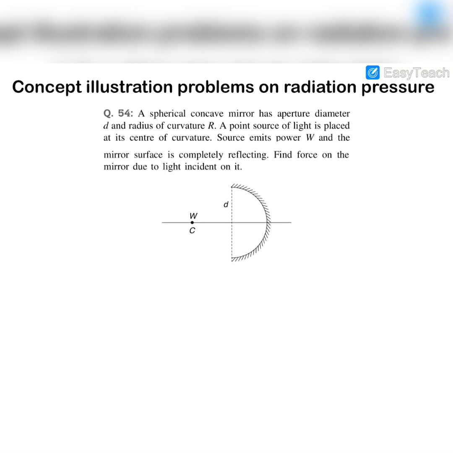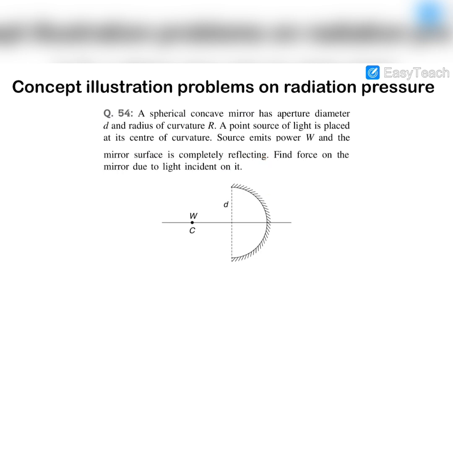In this problem, you can see that there is a spherical concave mirror that has aperture diameter D, and the radius of curvature of the mirror is R. There is a point source of light that is placed at the center of curvature of this mirror, and this source emits light of power W. The mirror surface is completely reflecting, and we have to find out the force acting on the mirror due to this light.